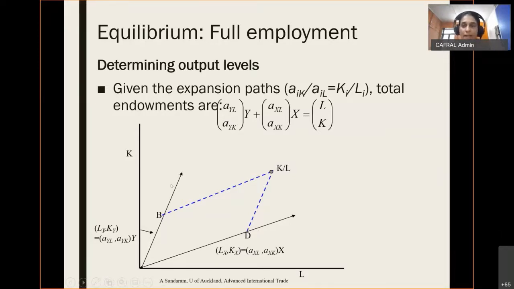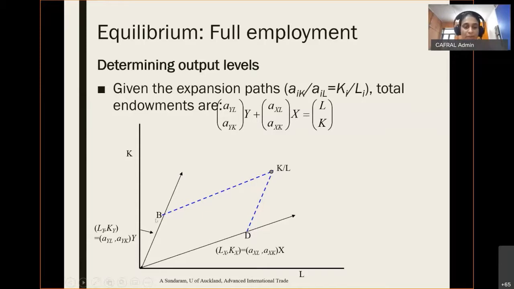Okay. Why am I doing this? The reason I'm doing this is now I know how to allocate labor and capital to the two sectors in the ratio of the expansion paths, because note that that's the optimal K over L ratio in each sector. The firms have done their cost minimization problem, and they have told me that they want to use labor and capital in these different ratios.